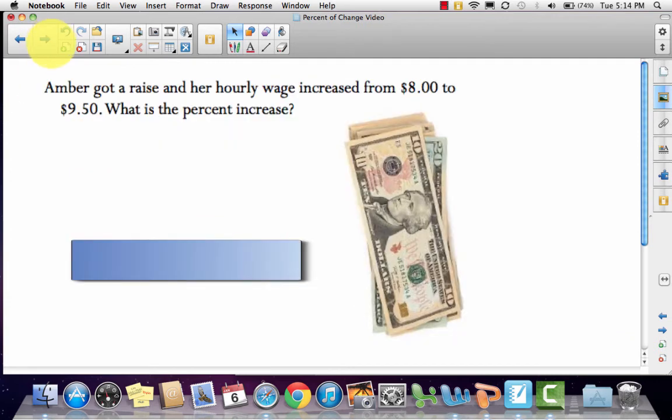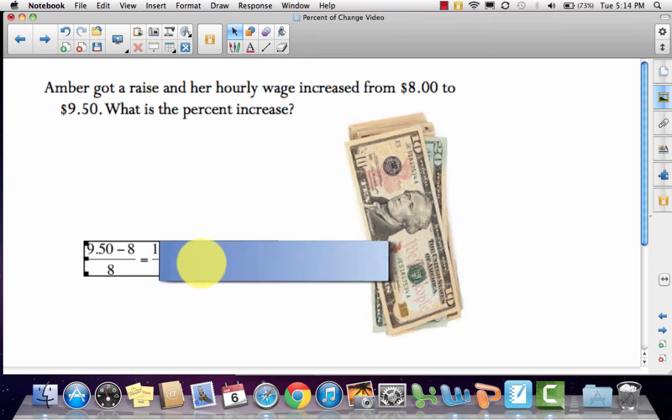Here's another example. We find out that Amber got a raise and her hourly wage increased from $8 to $9.50. We want to know by what percent did her raise increase. So again, difference over original. The difference is $9.50 minus $8. And we're going to divide that difference by the original, which was $8 per hour.